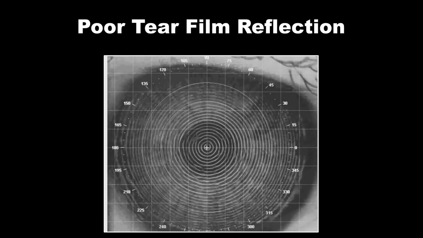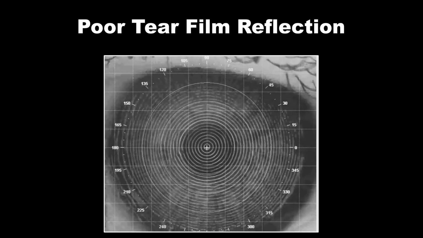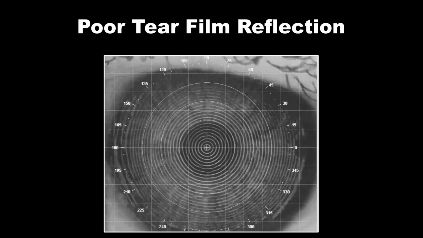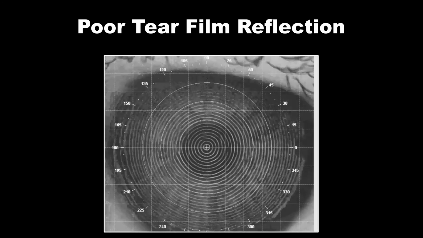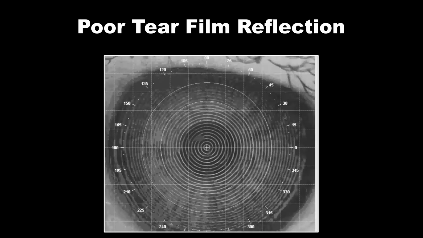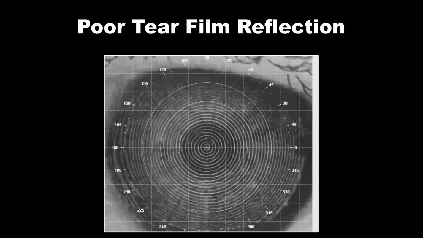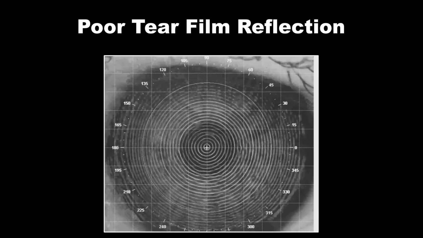One of the things that we have to be aware of is the quality of the tear film. And when you look at this video, you can see how the tear film appears to be distorting or breaking up when we reflect the rings off that surface. So having quality tear film reflection is critically important to the quality of your capture.